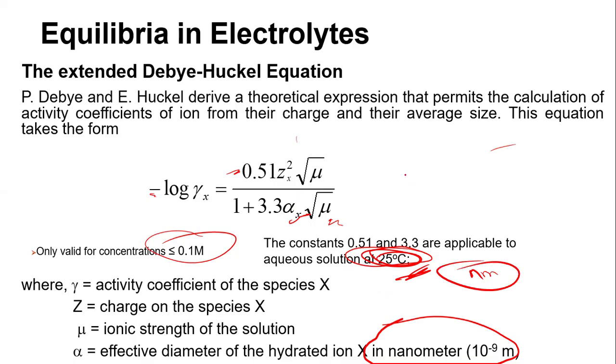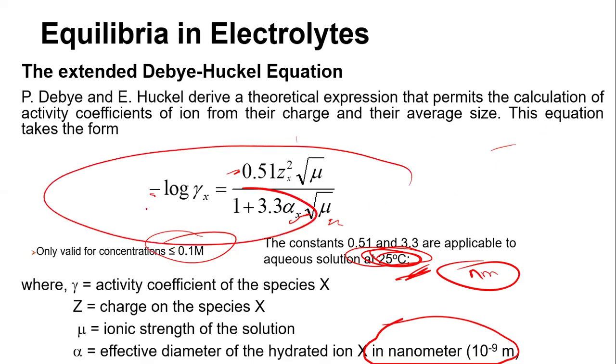Nanometers, not picometer. The other one was picometer. This one is nanometer, so this will make our life very easy. If the question comes and the alpha, which stands for the ionic size, has been given in nanometer, it is very easy for you to use this formula instead. If it has been given in picometer, then you use the other formula.